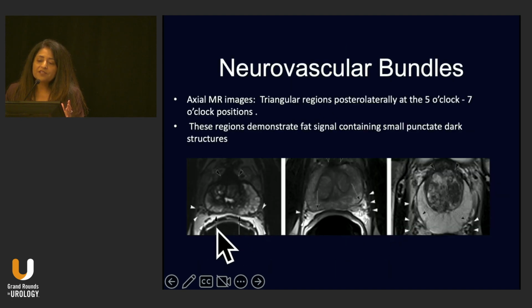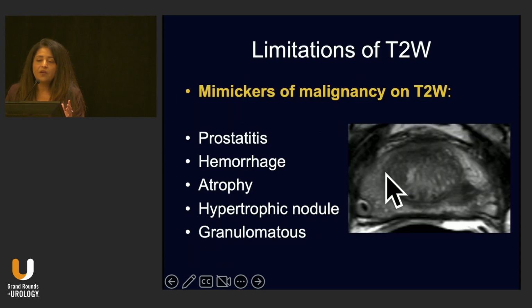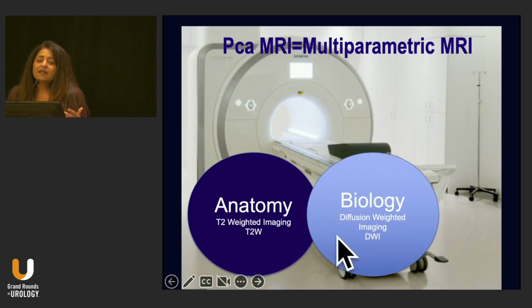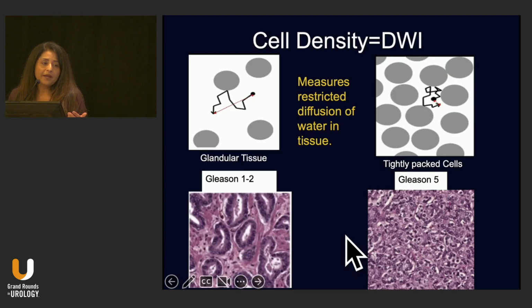Outside of the gland, neurovascular bundles, you can nicely see on T2 weighted images. You can see these black dots here that you can see in the 5 o'clock, 7 o'clock locations. You can follow it, et cetera. There's some variability to it. But there is limitation. The specificity of T2 weighted imaging is not there because there's a differential. You can have prostatitis. Hemorrhage will look like that. Hypertrophic nodules will look like that. Granulomatous prostatitis. So that's why we need to understand the biology, and diffusion weighted imaging comes in.